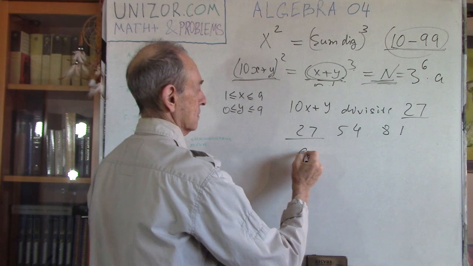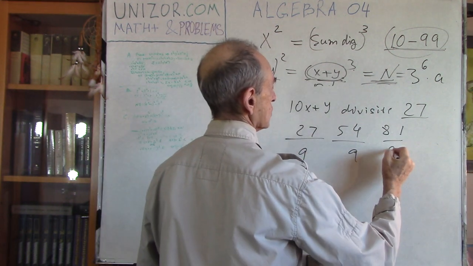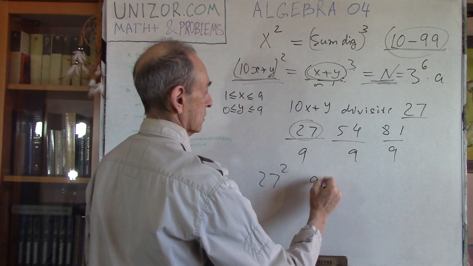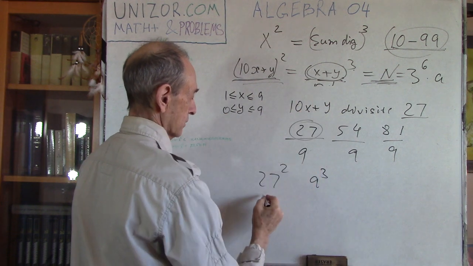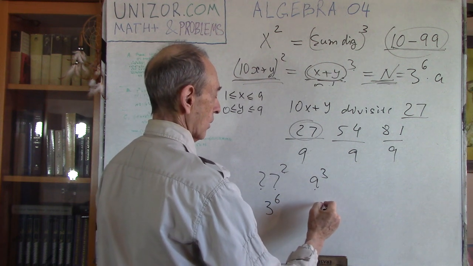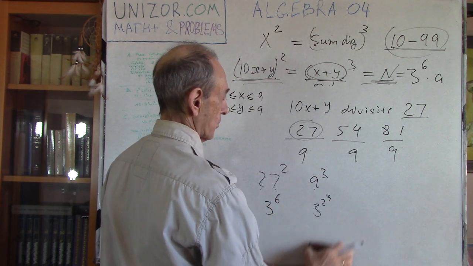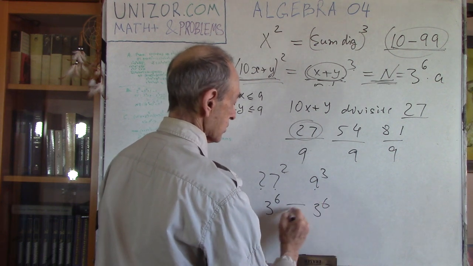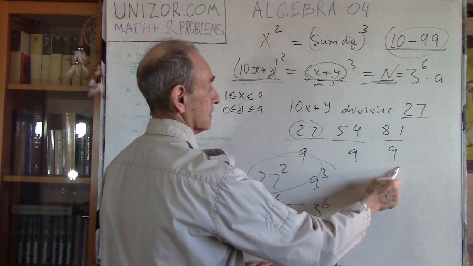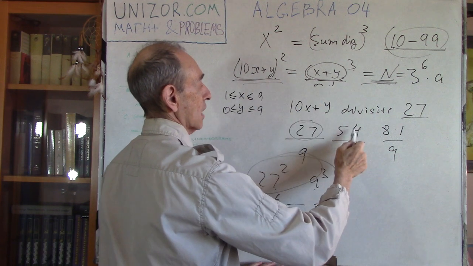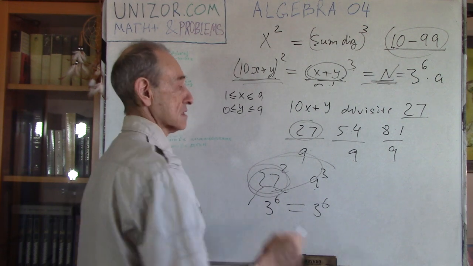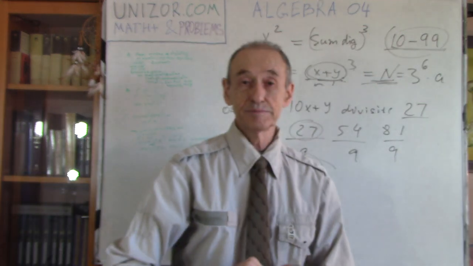Sum of digits is 9 for each of them. Now, 27 squared and 9 cubed. Well, this is basically 3 to the power of 3 to the power of 6, and this is 3 to the power of 2 to the power of 3 to the power of 6. So this is equal, and this is our solution. So 27 is good. For the other two, the sum of digits is still 9, and these numbers are different, so obviously this square is not equal to this cube. So we found the solution. It's 27. Okay, that's it.